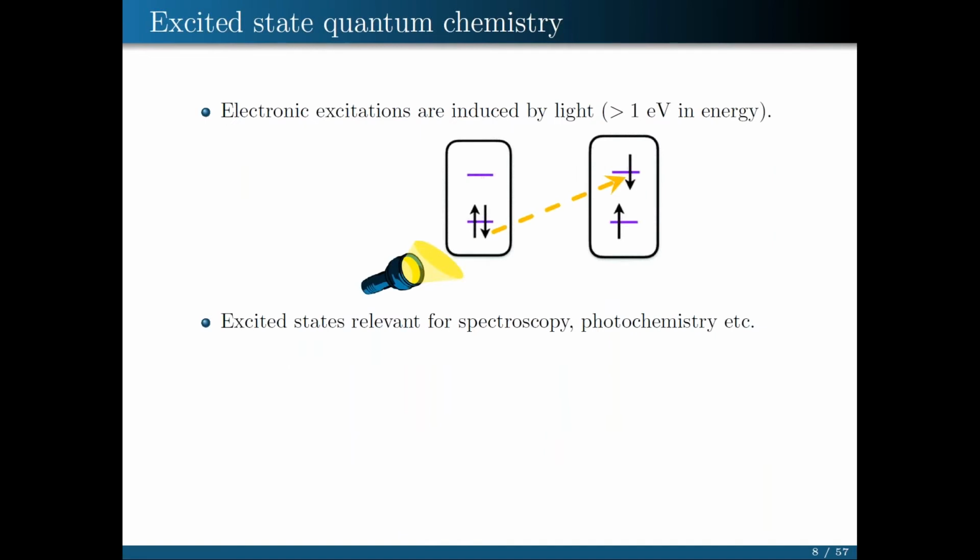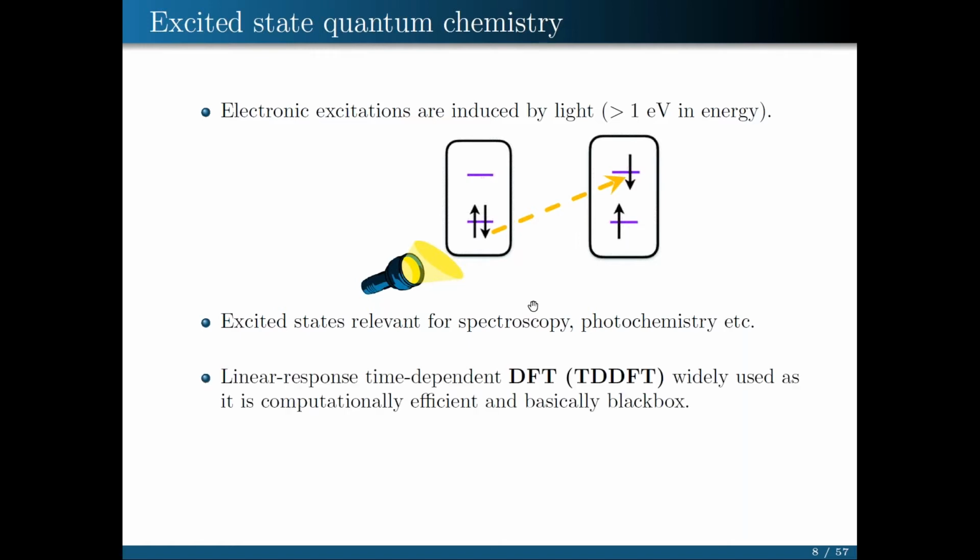Moving on to excited states, these tend to happen mostly because of excitations induced by light that are generally greater than 1 eV in energy, although there are exceptions, as always. These are pretty relevant for spectroscopy, photochemistry, or photo anything that really comes up. And when people try to model these electronic excited states for large systems, just like how Kohn Sham DFT is the normal route for large ground state problems, people use linear response time-dependent DFT or TDDFT for electronic excited states of large systems. There are some good things about this.